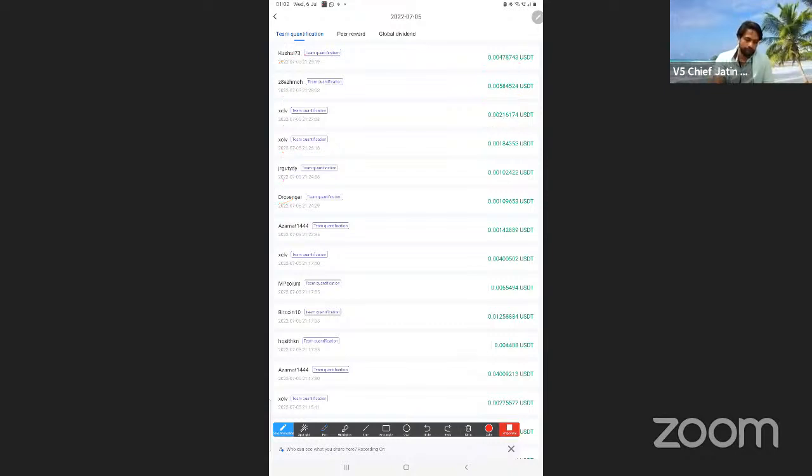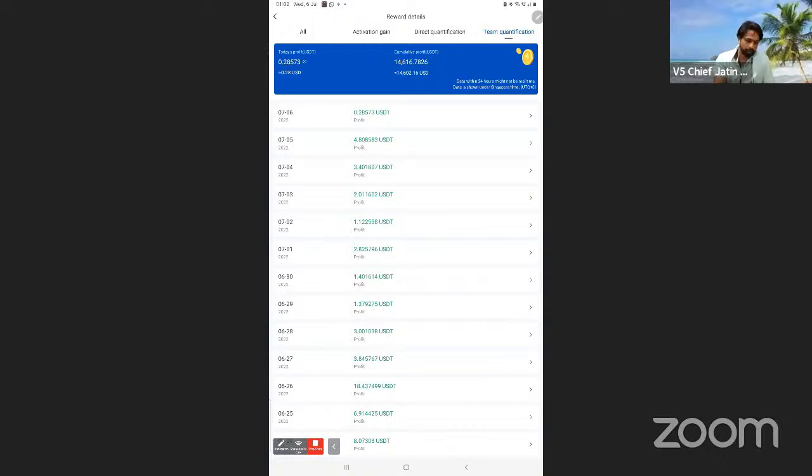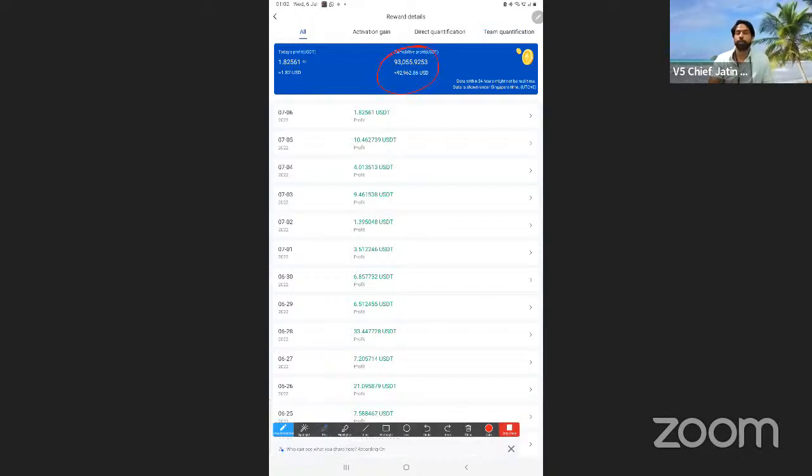And the total earning that I have earned till now is, this is just from the networking part. This is just from team building. Okay, 93,000 US dollars in just 1 year.